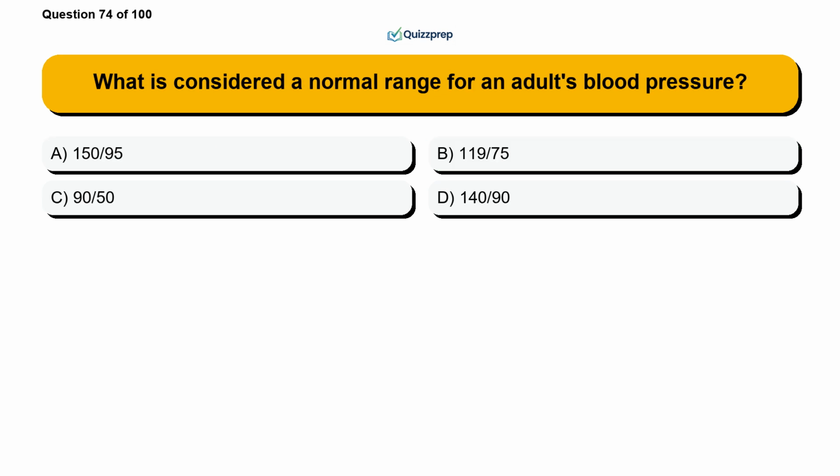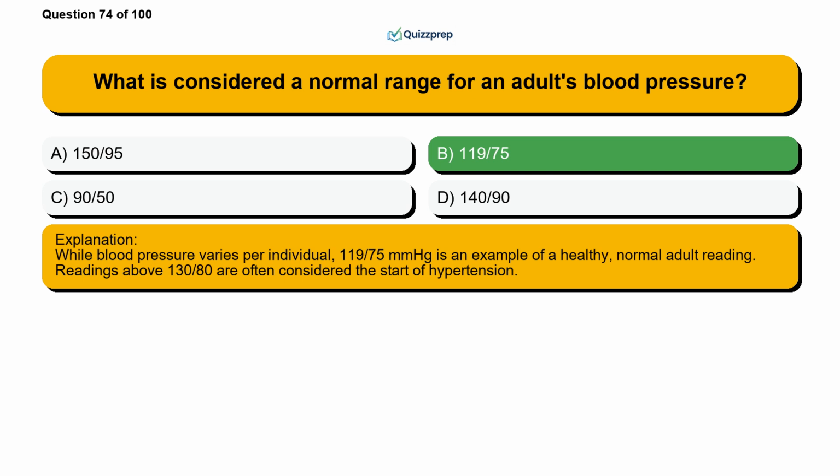Question 74. What is considered a normal range for an adult's blood pressure? Option A, 150/95. Option B, 119/75. Option C, 90/50. Option D, 140/90. The correct answer is option B, 119/75. While blood pressure varies per individual, 119/75 mmHg is an example of a healthy, normal adult reading. Readings above 130/80 are often considered the start of hypertension.